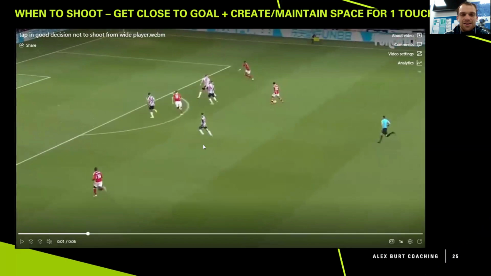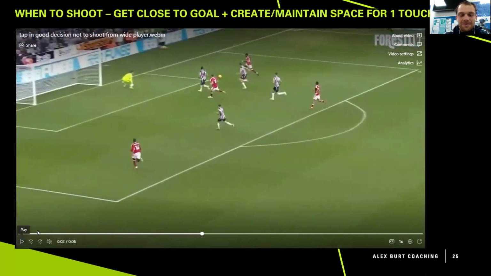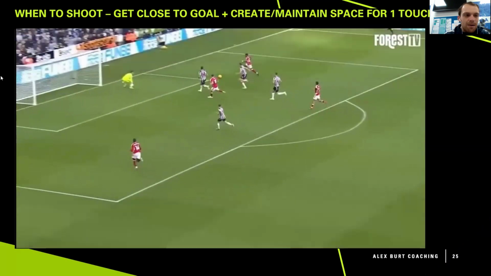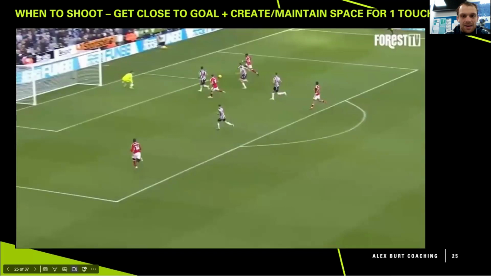Here is a really good example actually of not just Wood, but also the assister. You can see the player here on the ball, and he's got a difficult shooting angle here. So the chance of scoring is much lower than if he decides to pass to Wood, and Wood gets himself into a really good goal scoring position.